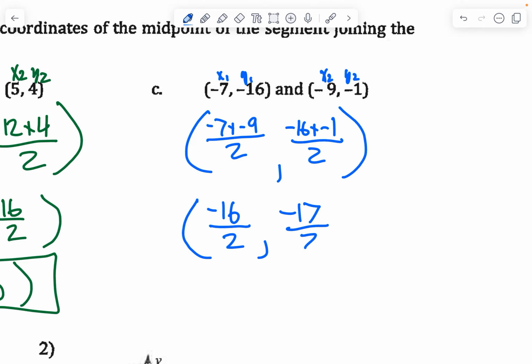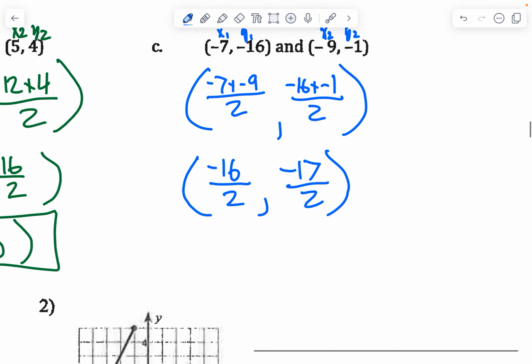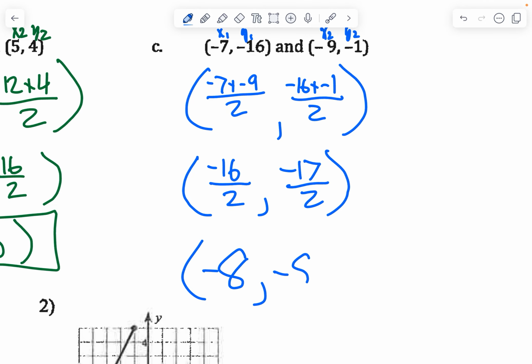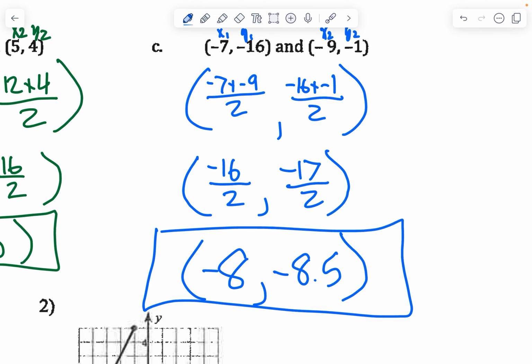Obviously, a really important piece to this is make sure you watch your signs. Both of these end up being negative. If you need Desmos to help you with that, go ahead and do it. But you get negative 8, negative 8.5. Okay?